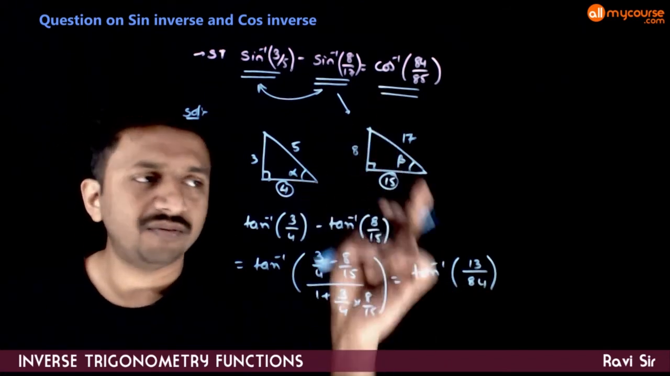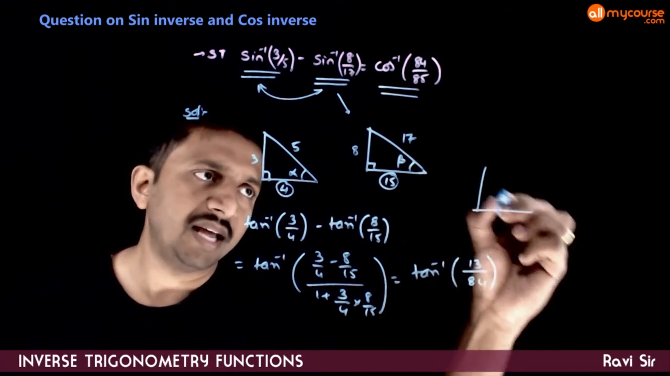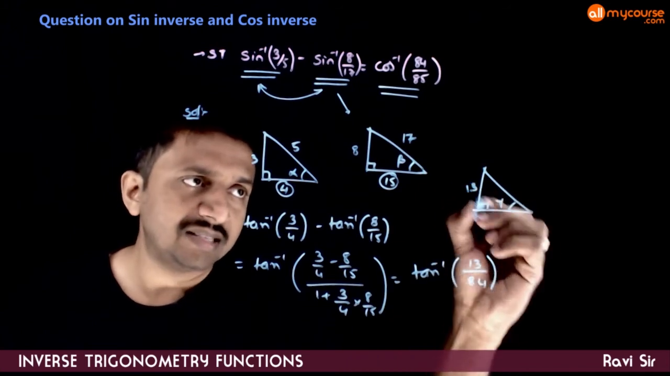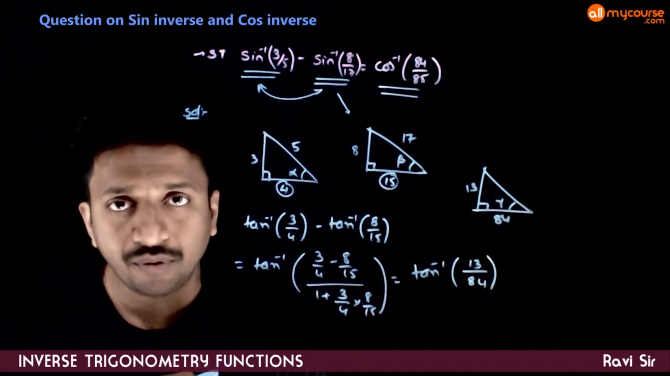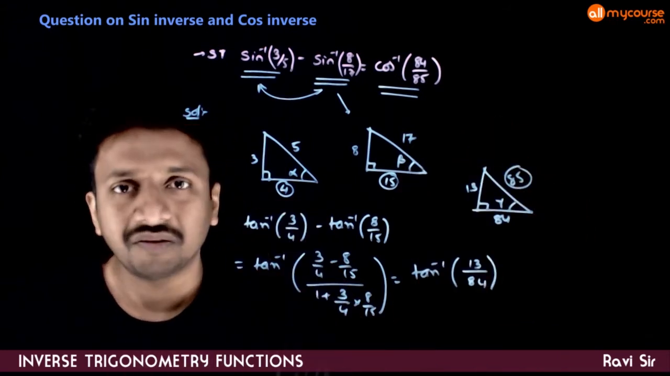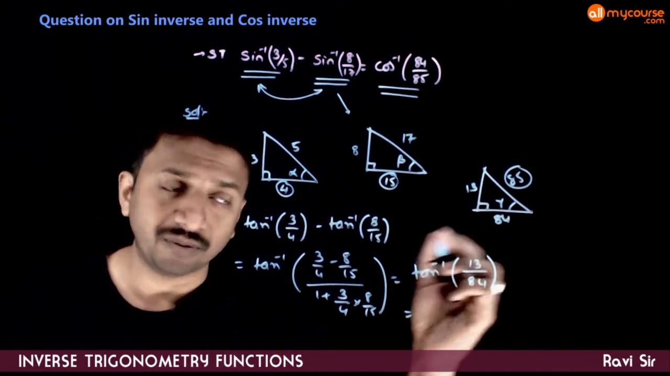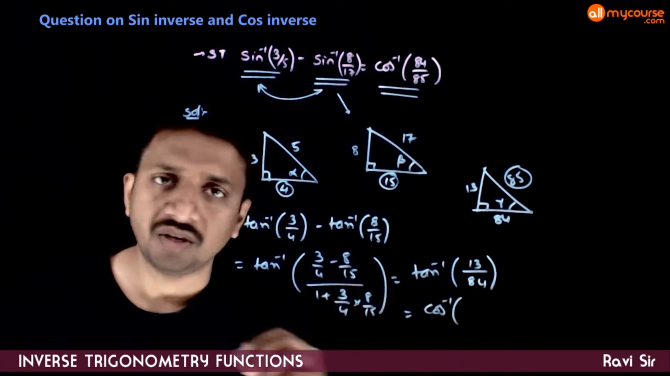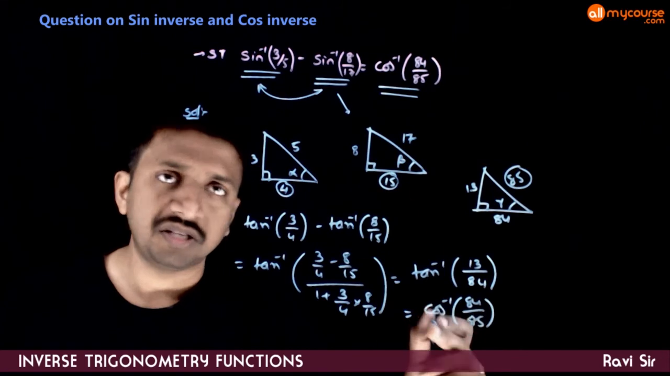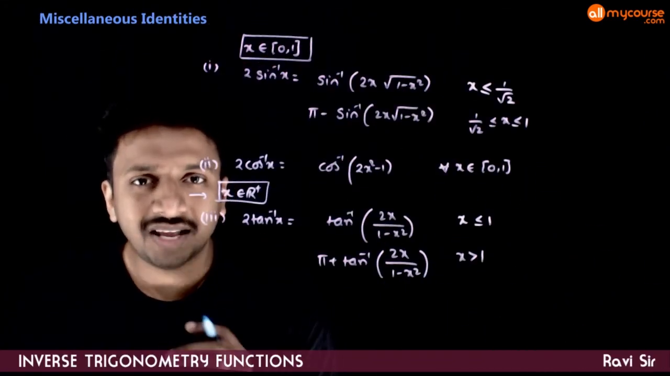So now finally we'll try to convert tan inverse x into cos inverse. Let us again take another right angle triangle, let us call the angle gamma. The opposite side is 13, the adjacent side is 84. So the hypotenuse by Pythagoras theorem will be equal to 85. So tan inverse of 13 by 84 can be written as cos inverse of 84 by 85. So this is what you're asked to prove. Now let us look at some miscellaneous identities.